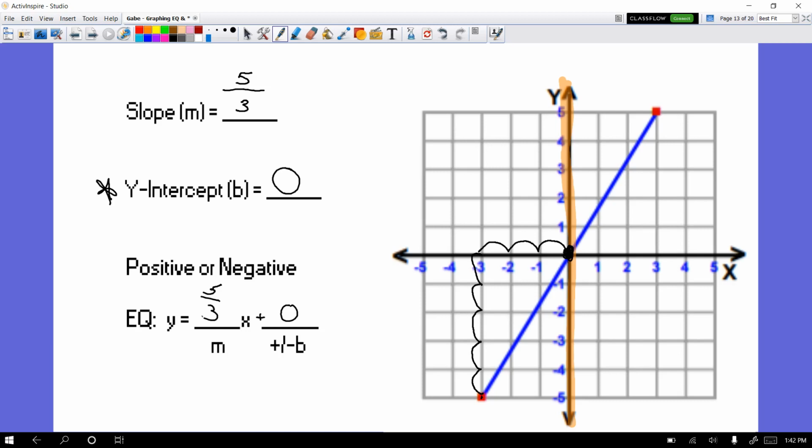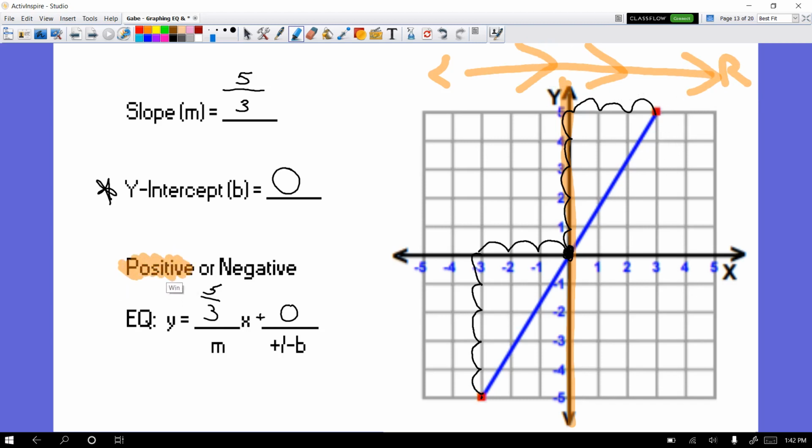Okay. In a way you can check that, and you might have to simplify some of these. And a way to check it is to do it again. All right, if I go up 5, 1, 2, 3, 4, 5, over 3, 1, 2, 3. Awesome. And I'm also going to be asking you, is it a positive line or a negative line? And we know that when we read from left to right, this line is going up. Up is positive. So there are 4 questions I'm asking you on every single one of these.